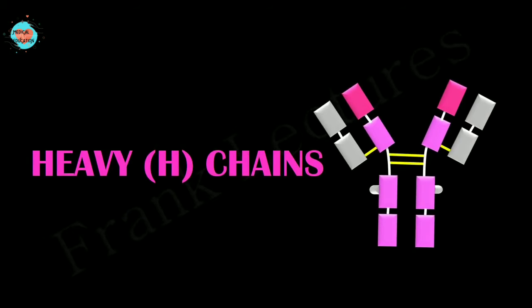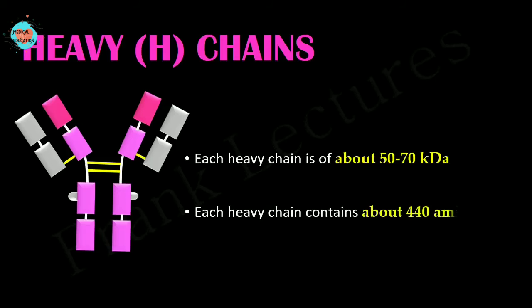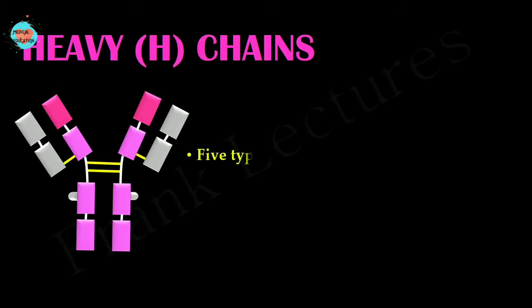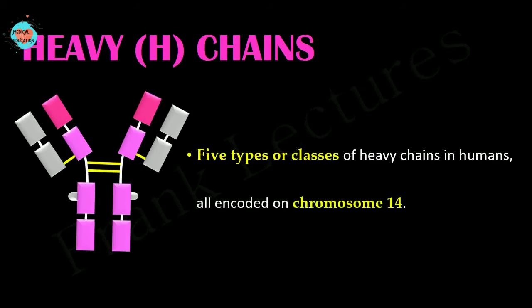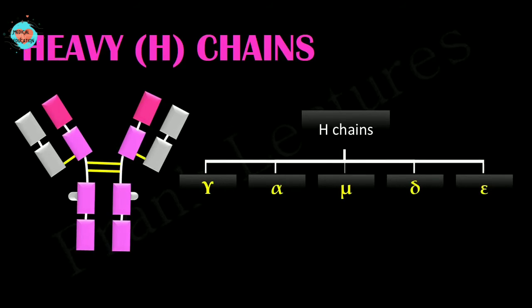Heavy chains. Heavy chains are the longer subunits of the antibody structure. Each heavy chain has a molecular weight of about 50 to 70 kilodaltons, and each heavy chain contains about 440 amino acids. There are 5 types or classes of heavy chains in humans, all encoded on chromosome 14. These 5 classes are designated by lowercase Greek letters: gamma, alpha, mu, delta, and epsilon. They are also written as G, A, M, D, and E, respectively.